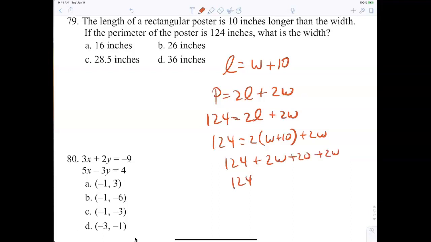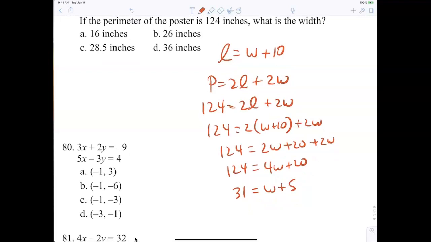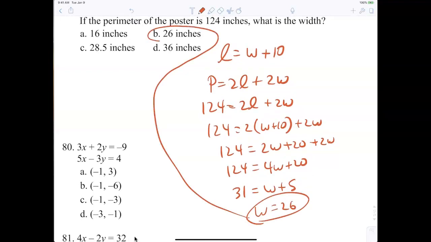So 124 equals, not plus, sorry guys, equals 4W plus 20. Now for me, I divided by 4. So 31 equals W plus 5. So the width would have been 26, which is what they want, 26, because it says it right there.